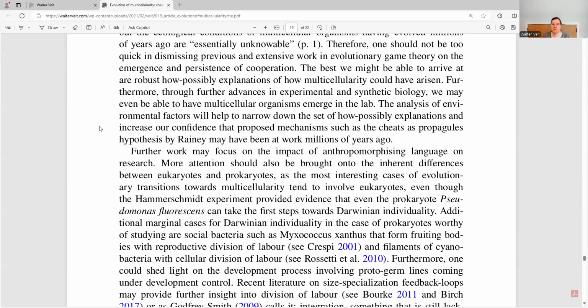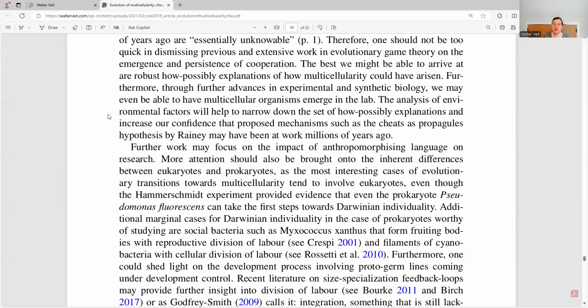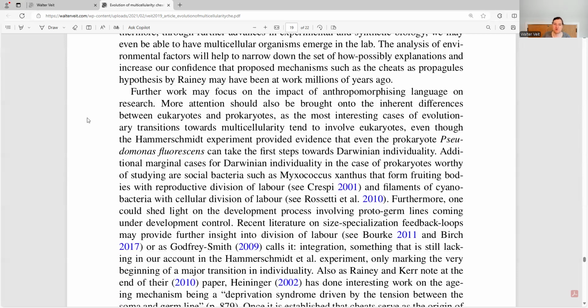Furthermore, through further advances in experimental and synthetic biology, we may even be able to have multicellular organisms emerge in the lab. The analysis of environmental factors will help to narrow down the set of how-possibly explanations and increase our confidence that proposed mechanisms such as the cheats as propagules hypothesis by Rainey may have been at work millions of years ago. Further work may focus on the impact of anthropomorphizing language on research.